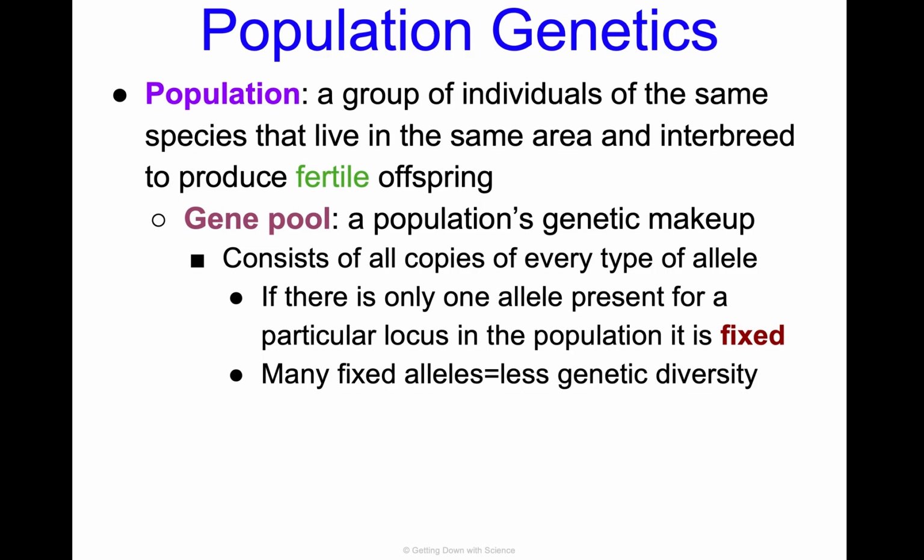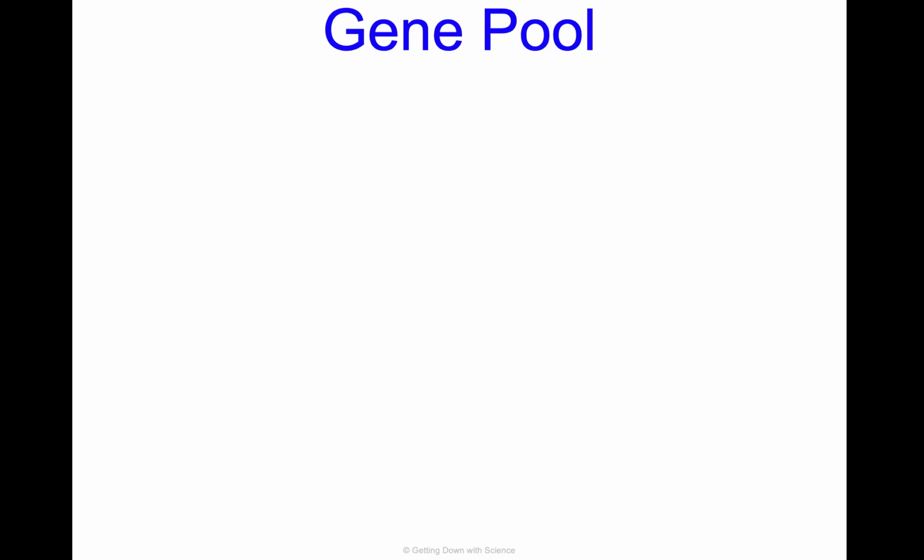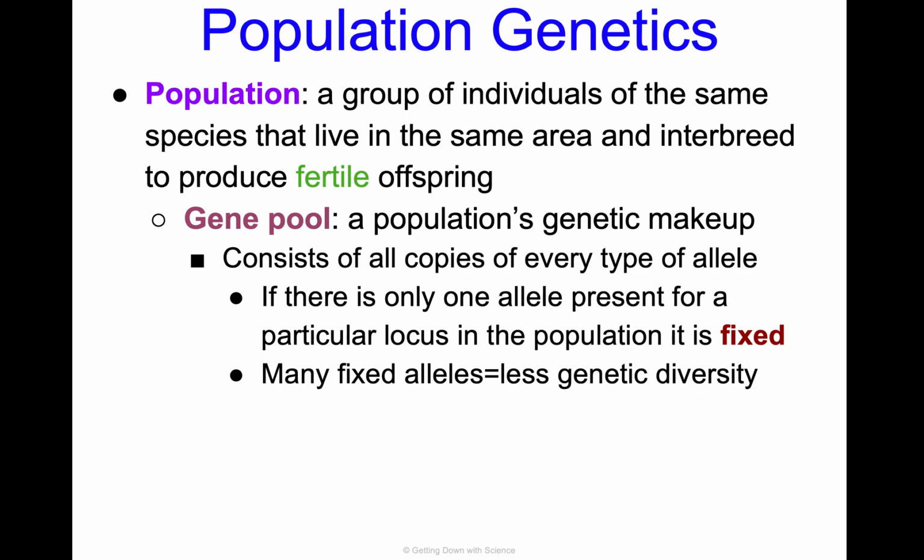If we have many fixed alleles, that decreases the genetic diversity of our species and of our population as a whole, and eventually leads to bad things for the population. The opposite of this is that if you have many alleles, then you have greater genetic diversity and your population's much stronger. Pause here if you have to take notes.